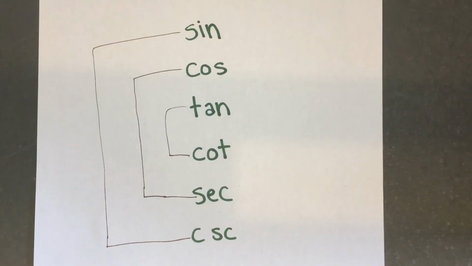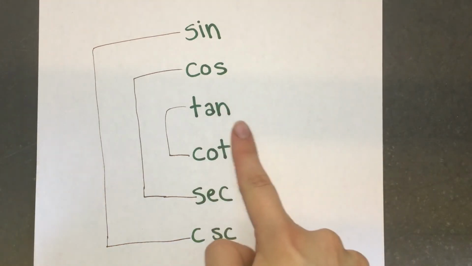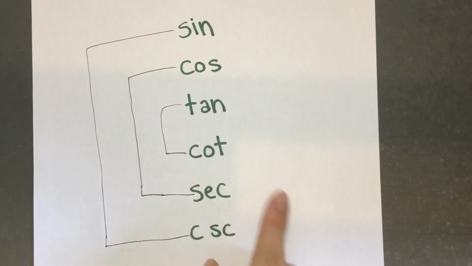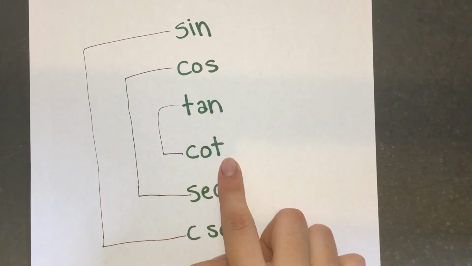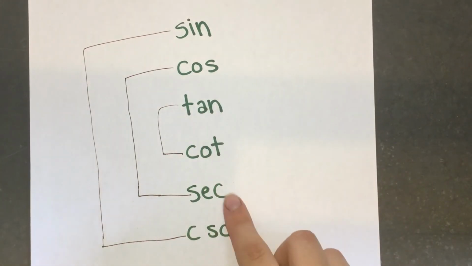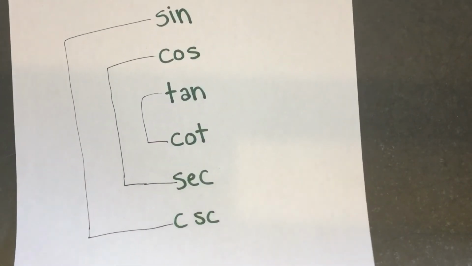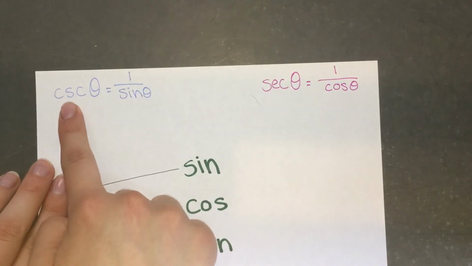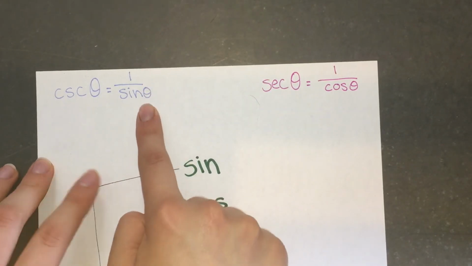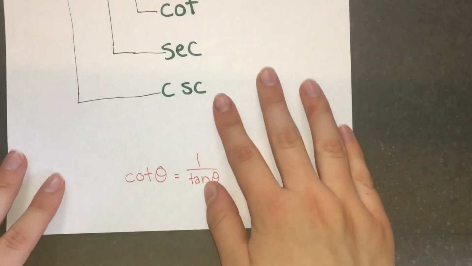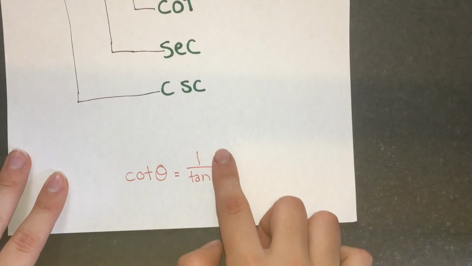So now we're going to talk about the different variations of the original sine, cosine, and tangent. And those are cotangent, secant, and cosecant. As you can see, they're connected. Tangent goes with cotangent, cosine goes with secant, and sine goes with cosecant. Those reasons are because cosecant equals 1 over sine, secant equals 1 over cosine, and cotangent equals 1 over tan.